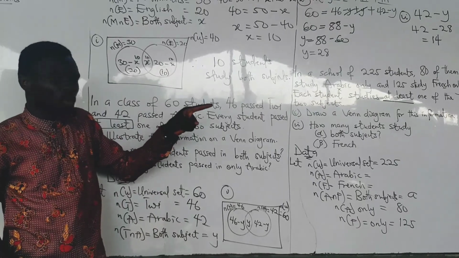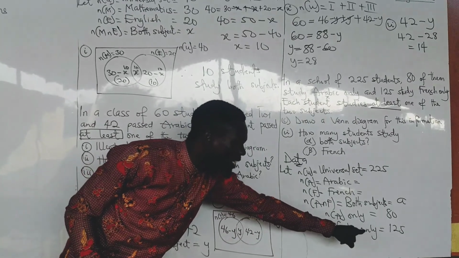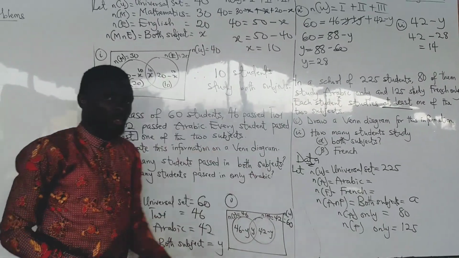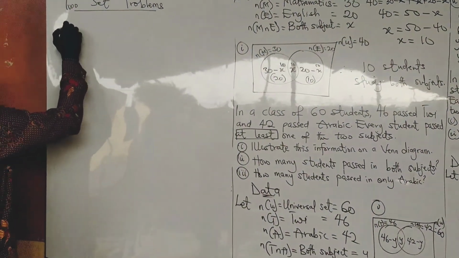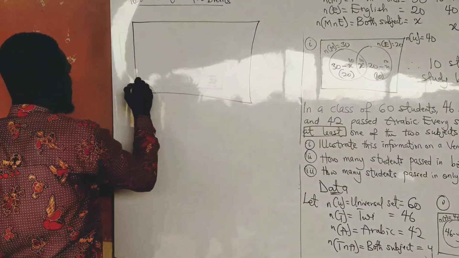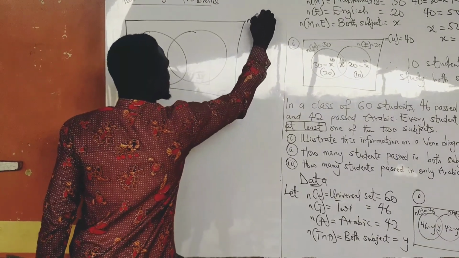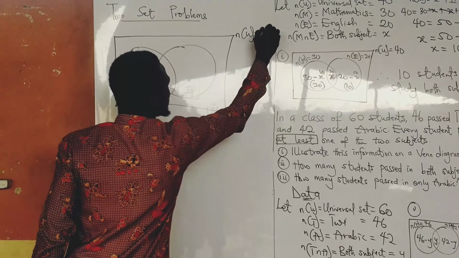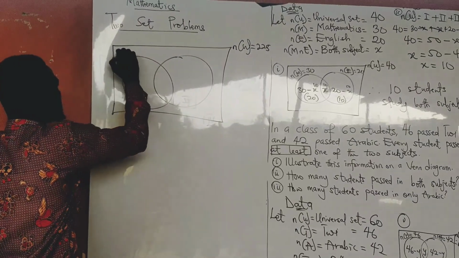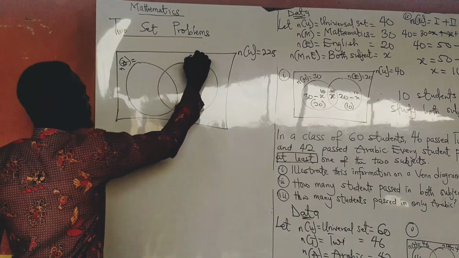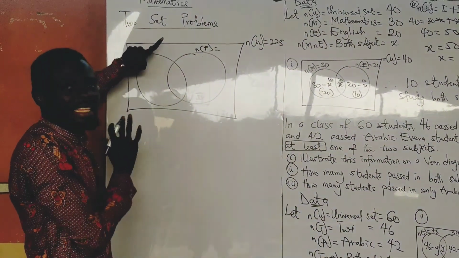But the one we were given from the question is Arabic only as 80, and the number of French only as 125. So on the Venn diagram, this is how we are going to illustrate the information. First, we need our diagram this way. We know that the universal set is located here. From the question, there are 225 students. Then the subjects are Arabic and French. So this takes the number of A and the number of F. Since we were not given the value here, we are not going to write anything here.